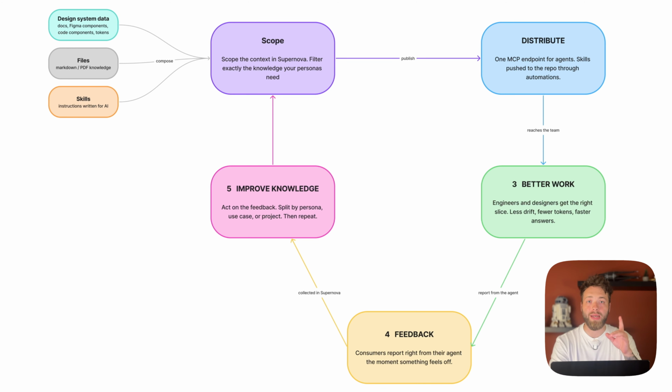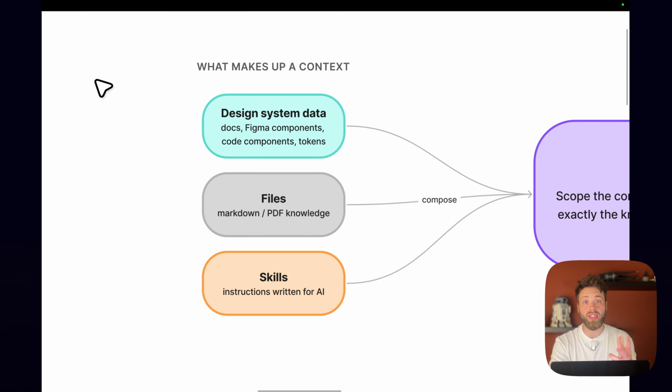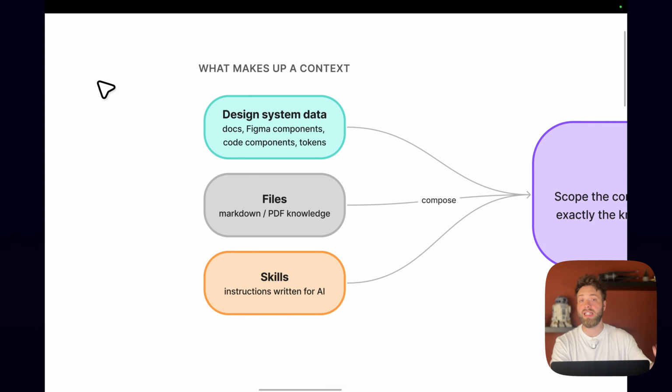Before we dive into the demo of the platform, I want to show you in the diagram how the context actually works. Let's imagine context as knowledge you want to provide your agents to do a good job. The context is actually a connection of 3 different data points. First, your design system data, which is documentation pages, Figma components, code components, and tokens. Then we have added files. Now you can upload Markdown files or PDF files to Supernova that bring even more knowledge that doesn't exist in the design system documentation.